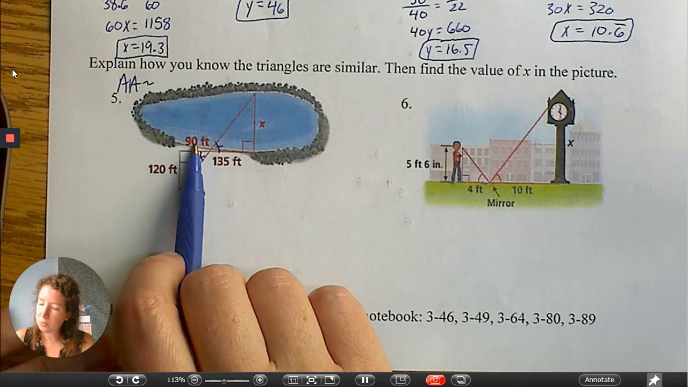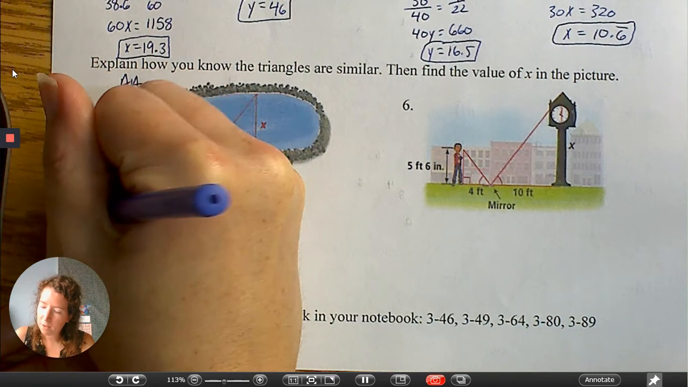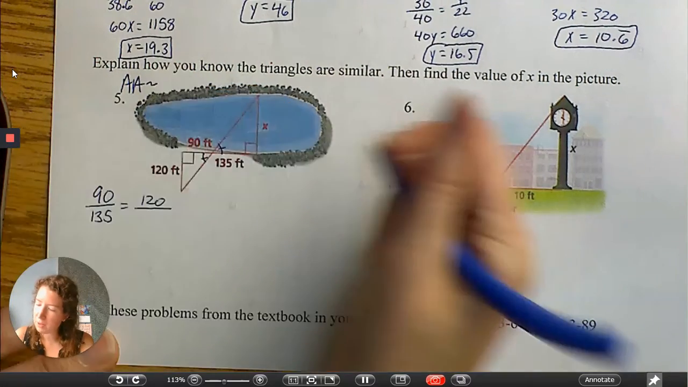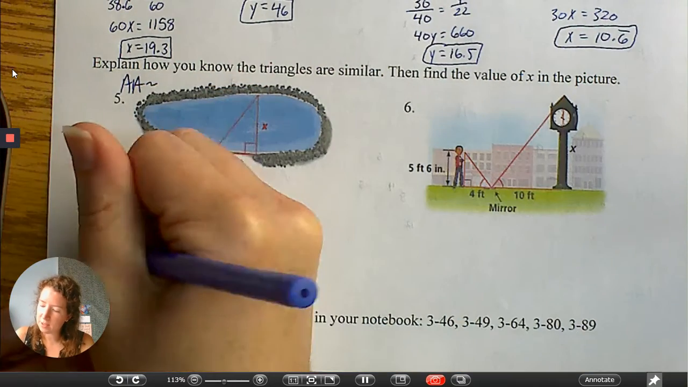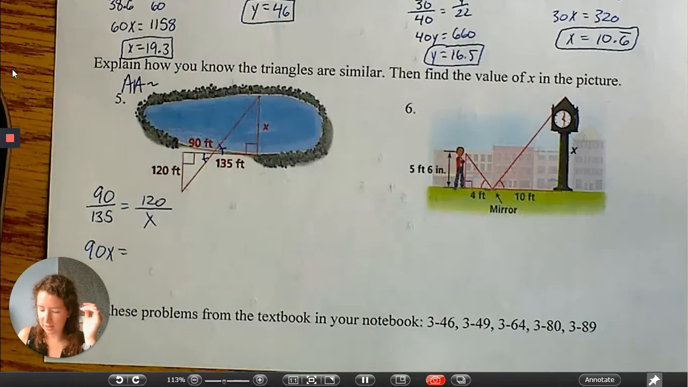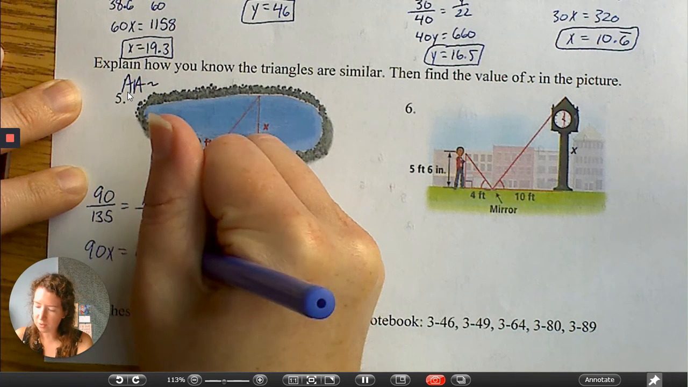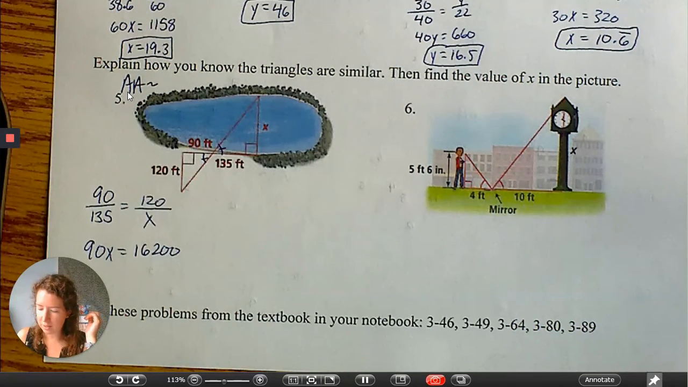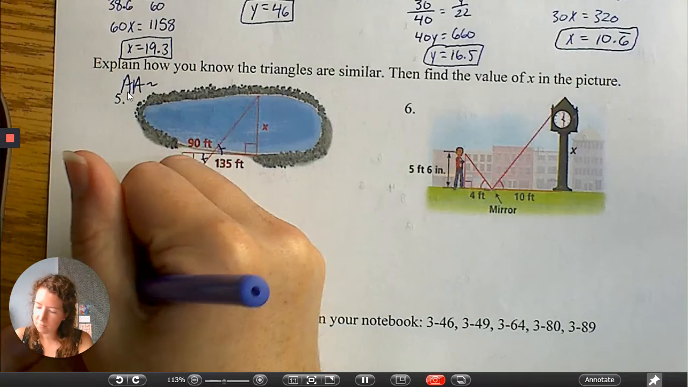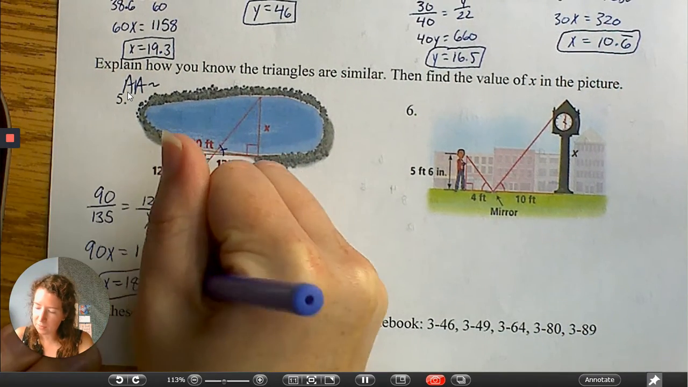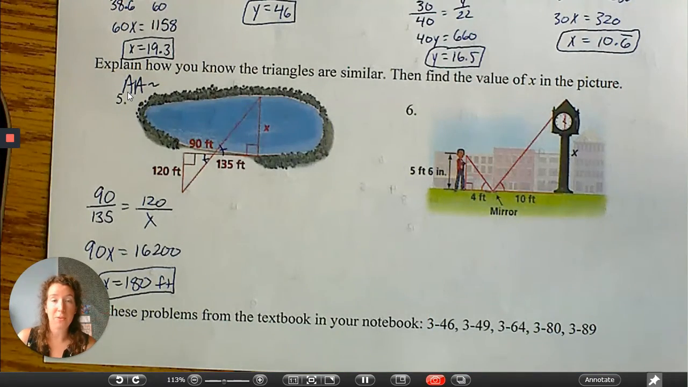So 90 corresponds with 135, and 120 corresponds with x. Cross multiply, 90x equals 120 times 135, which is 16,200. Divide that by 90, and x is 180 feet. I'm using feet because it gave me units in the problem, so I figured I should be consistent.